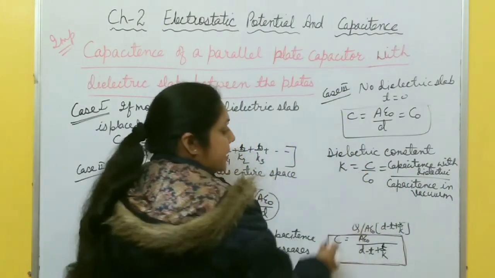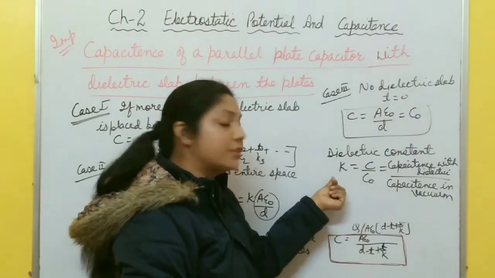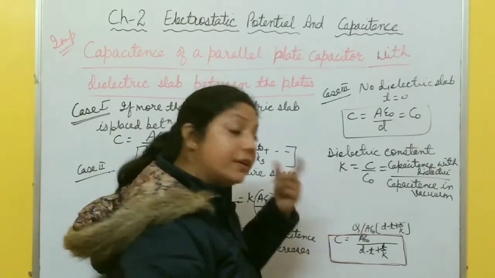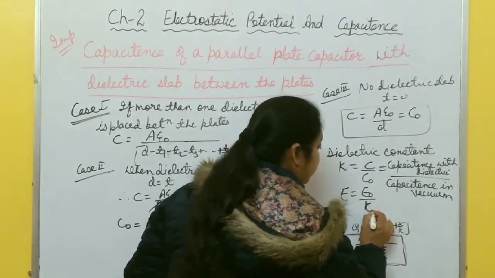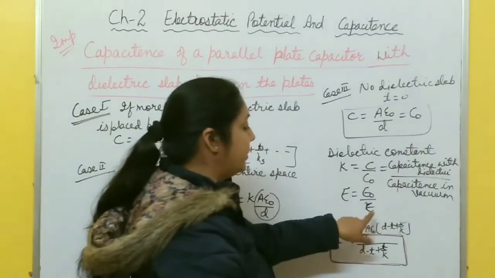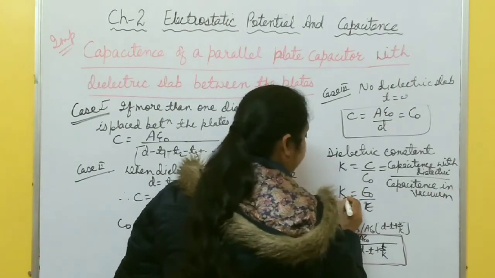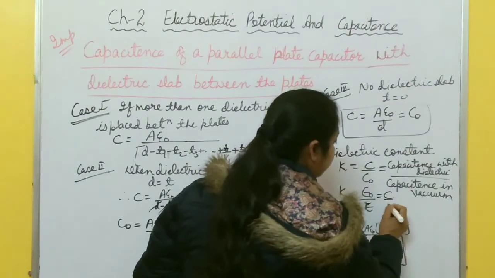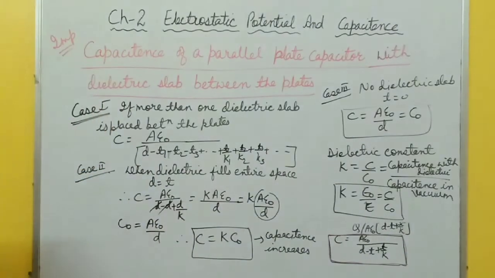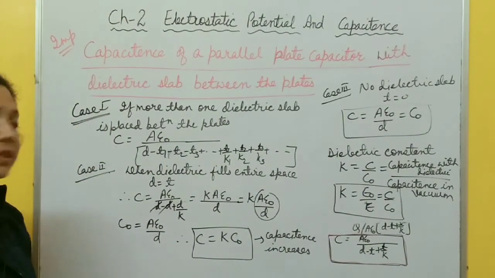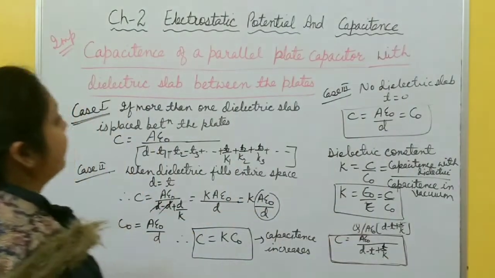And from here it's clear that capacitance increases when a dielectric slab of constant K is introduced between the plates, and the electric field decreases. Electric field is E equal to E naught by K. E naught is the electric field in vacuum and E is the reduced electric field in the dielectric slab. So you must remember this: K equal to E naught by E equal to C by C naught. This formula is very, very important when you are solving numericals. Okay, please take a screenshot of this one.